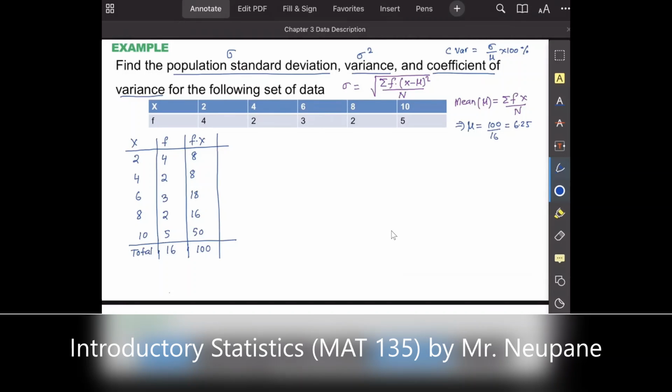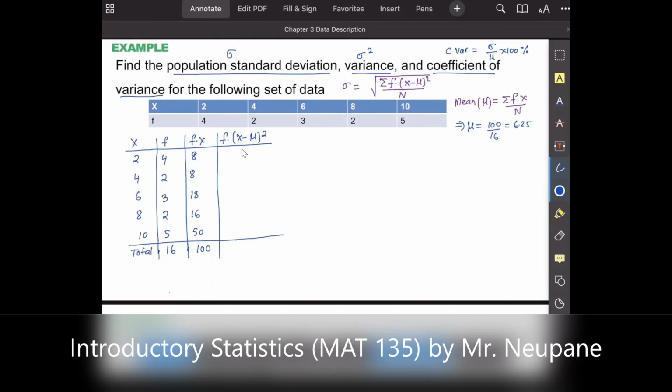So what I want is, this is a little tricky. I want f times (x minus mean) squared. I need that, f times (x minus mean) squared, and I have to add all that. So this is how it works. Let's try here and make sure you follow along with me.